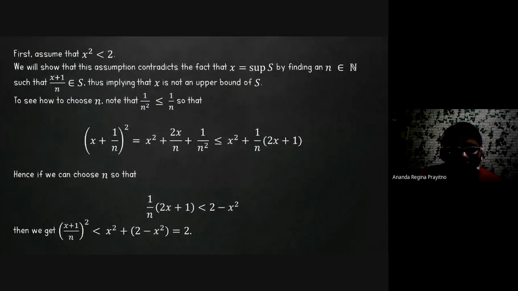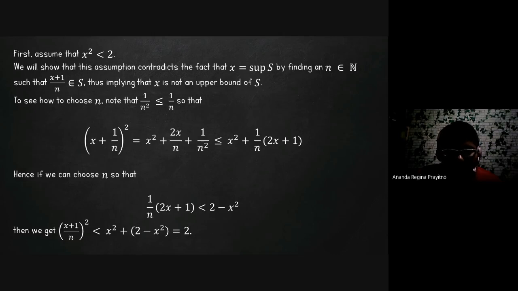Next, first assume that x squared is less than 2. We will show that this assumption contradicts the fact that x equals the supremum of S by finding an n in the set of natural numbers such that x plus 1 over n is an element of S, thus implying that x is not an upper bound of S.